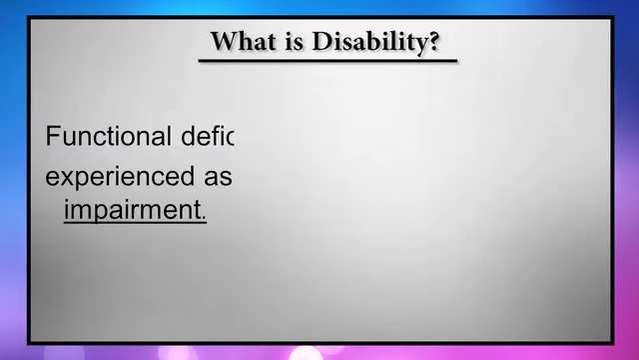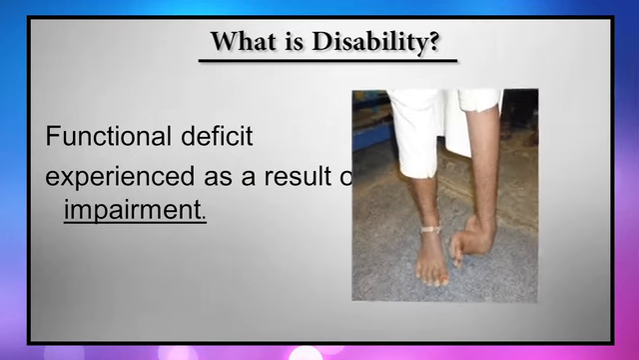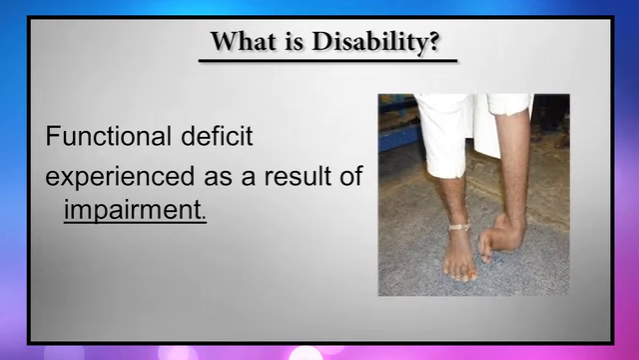Now, what is this disability? It is a functional deficit which is experienced as a result of the impairment. Again, if you look at the picture, you will realize that a club-footed person has problems walking the way people without club foot or with normal gait walk. So, this is creating a disability in the person in walking the way other people walk. So, it is actually a functional deficit which is experienced due to the impairment in the person.